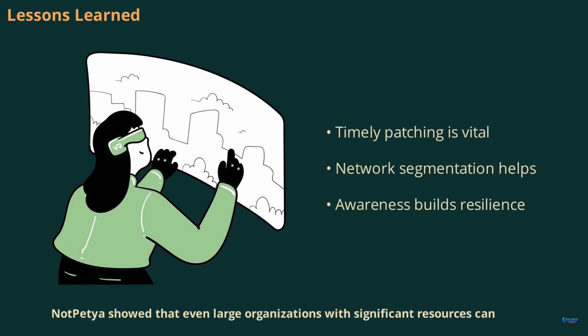NotPetya showed that even large organizations with significant resources can be severely impacted by unpatched systems and lack of defense in depth. The attack's rapid spread highlighted the importance of timely patching, strong network segmentation, and comprehensive security awareness. Understanding both threats and vulnerabilities is essential for building resilient defenses and protecting critical assets.